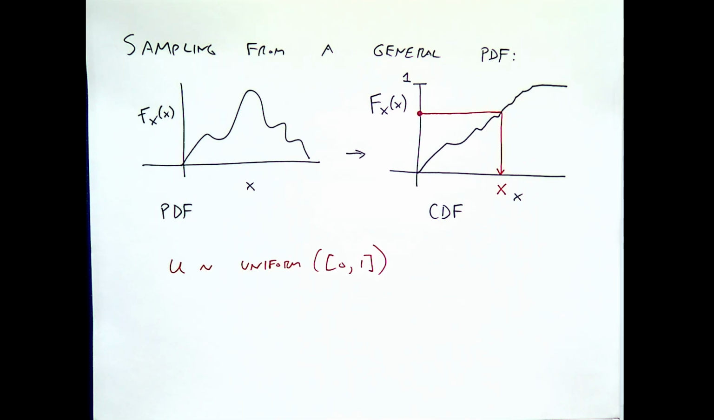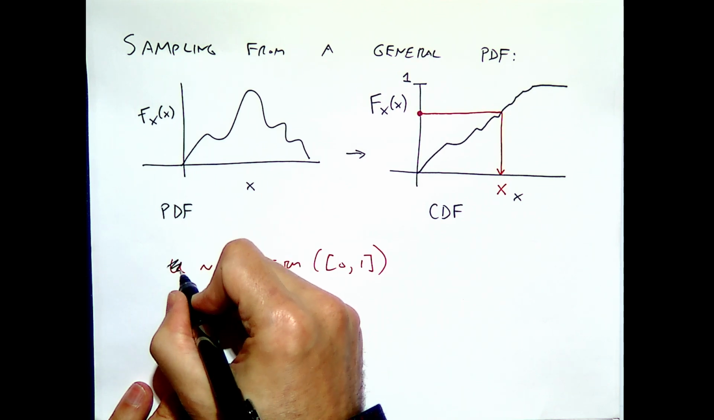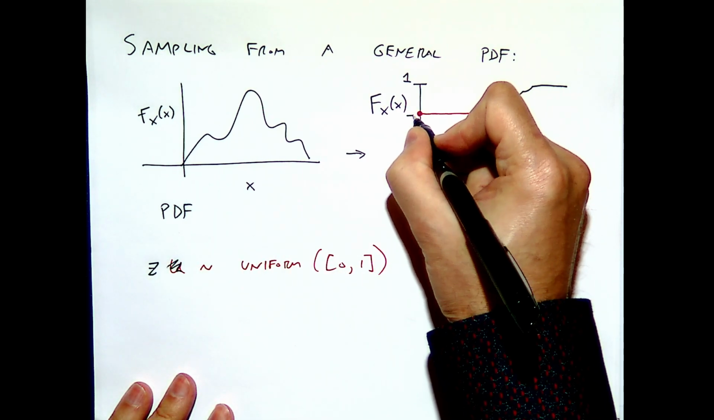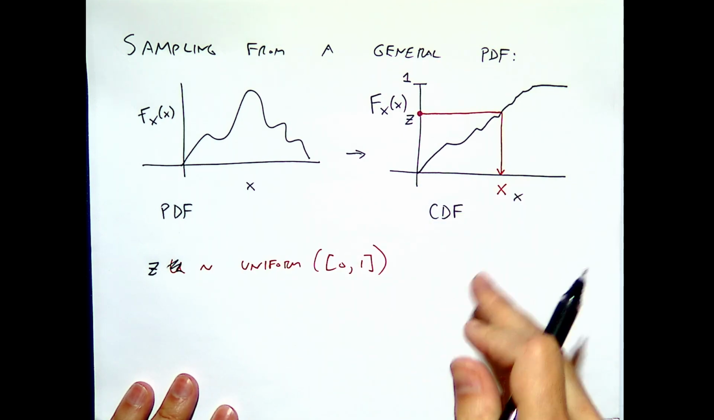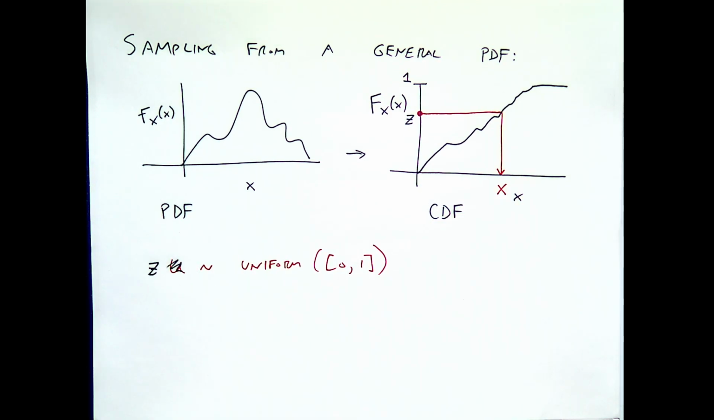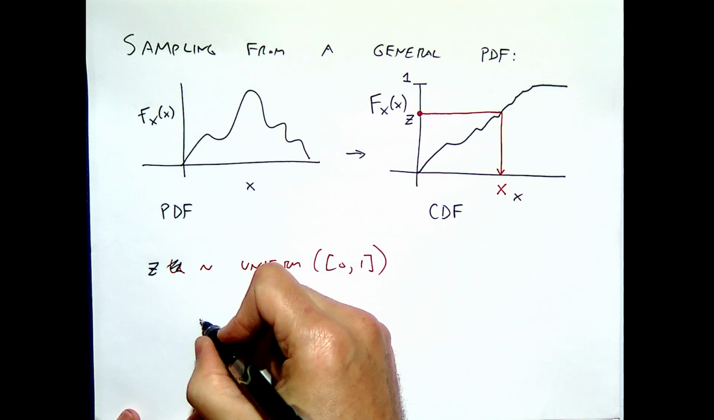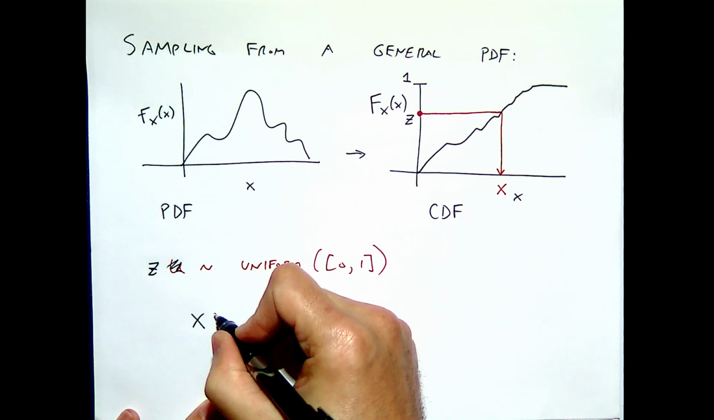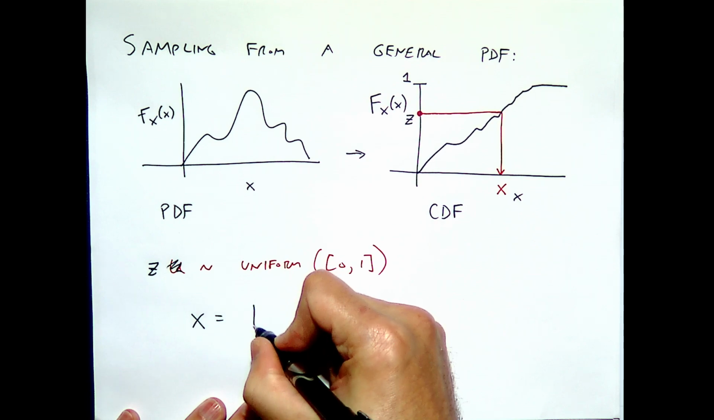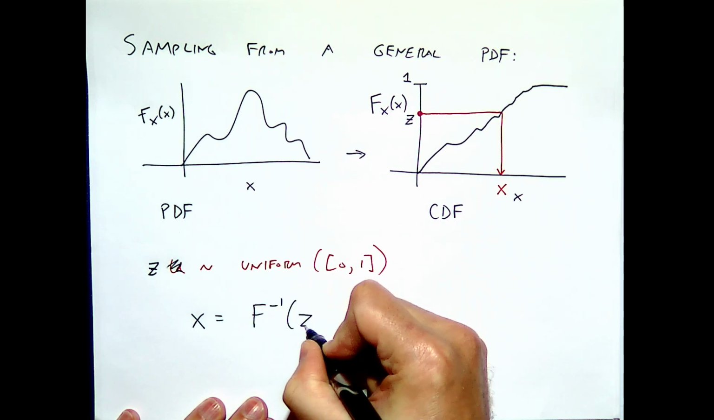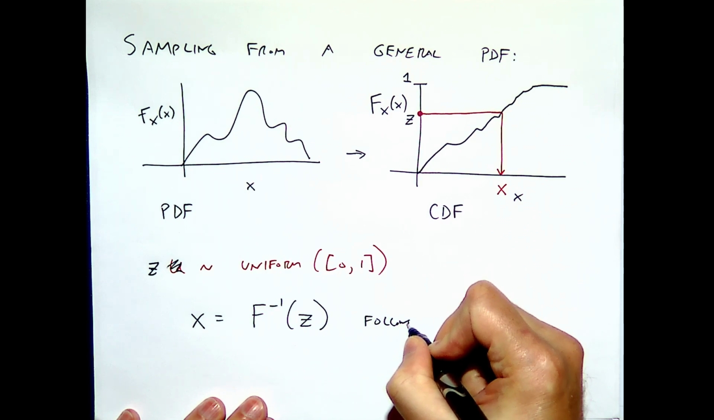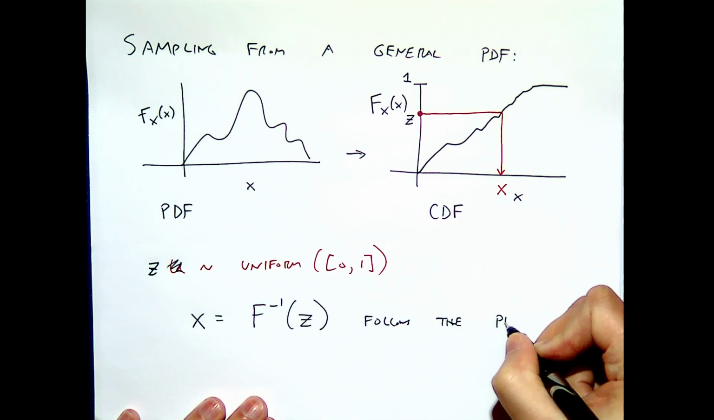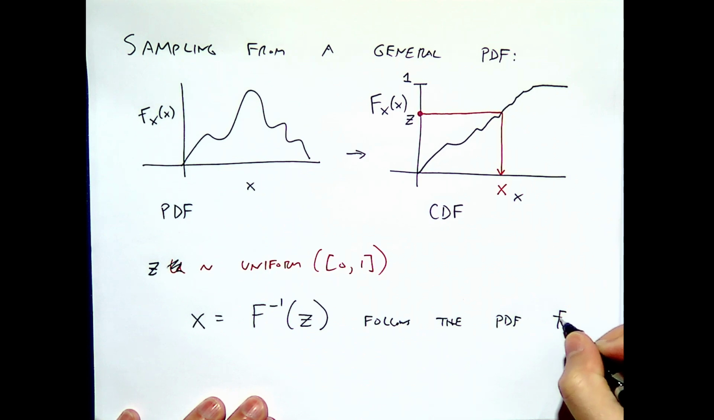And so the idea is that, maybe actually it would be better to call this z to keep it in the theme of latents, right? So if I sample my z uniform on 0, 1, then I get a sample in x that is distributed according to this PDF, right? So the idea is that x, which is like saying I take the inverse CDF of z, follows the PDF little f of x.